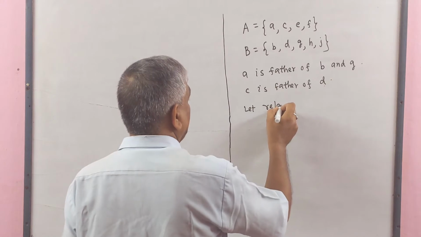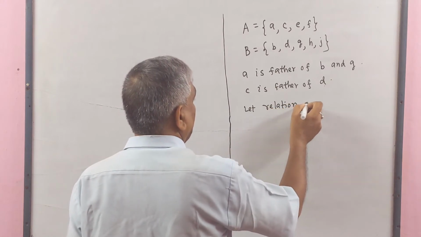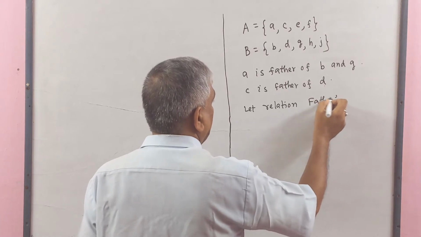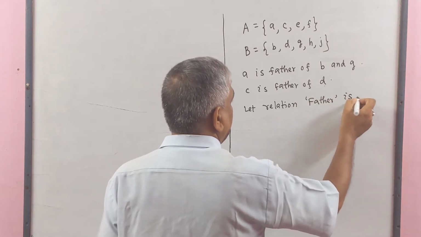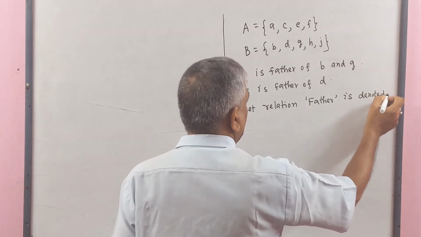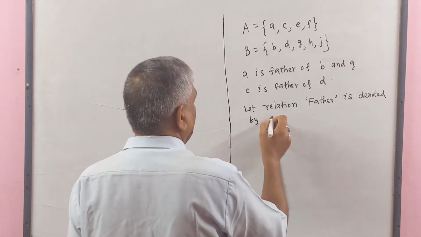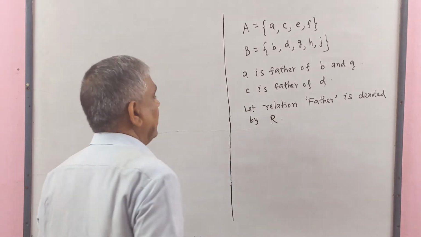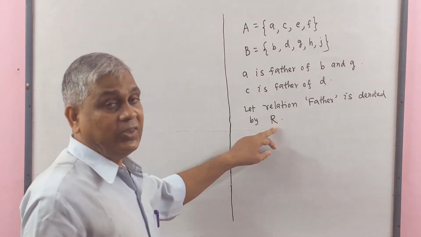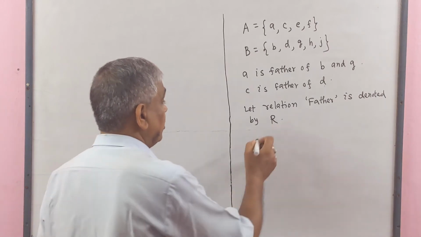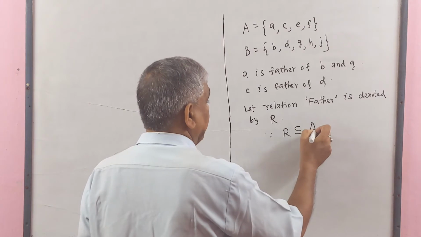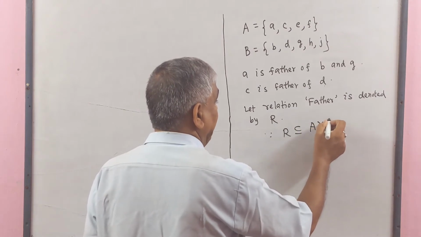relation father is denoted by R. As a relation, R is a subset of Cartesian product of A and B.